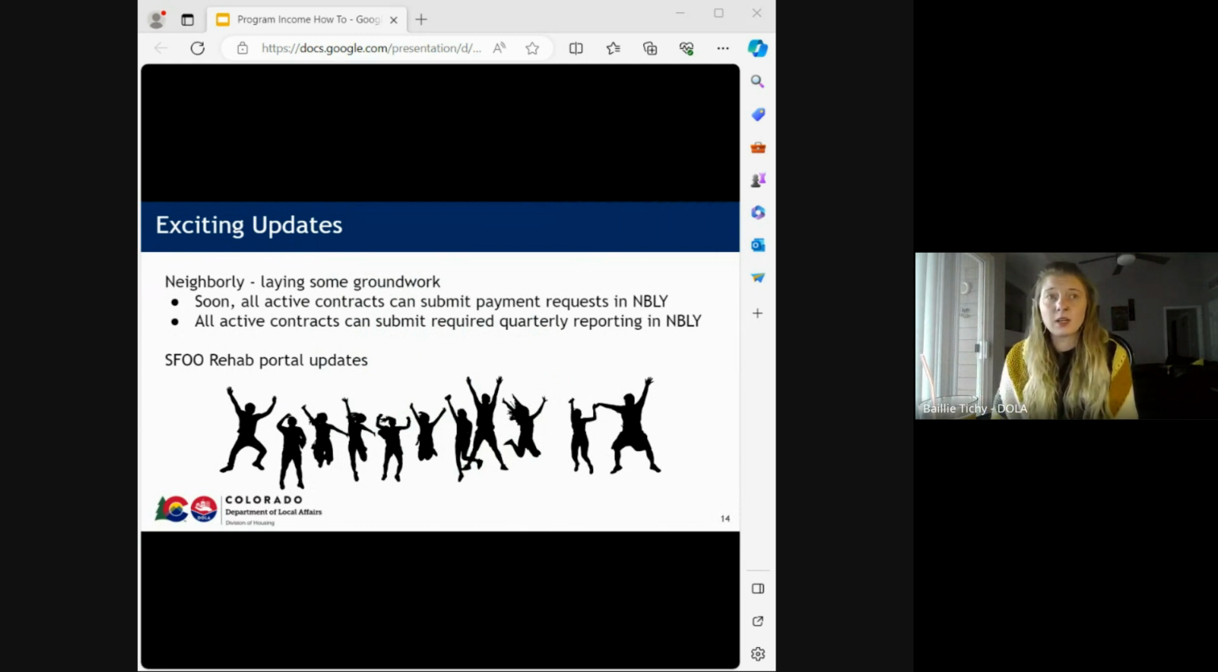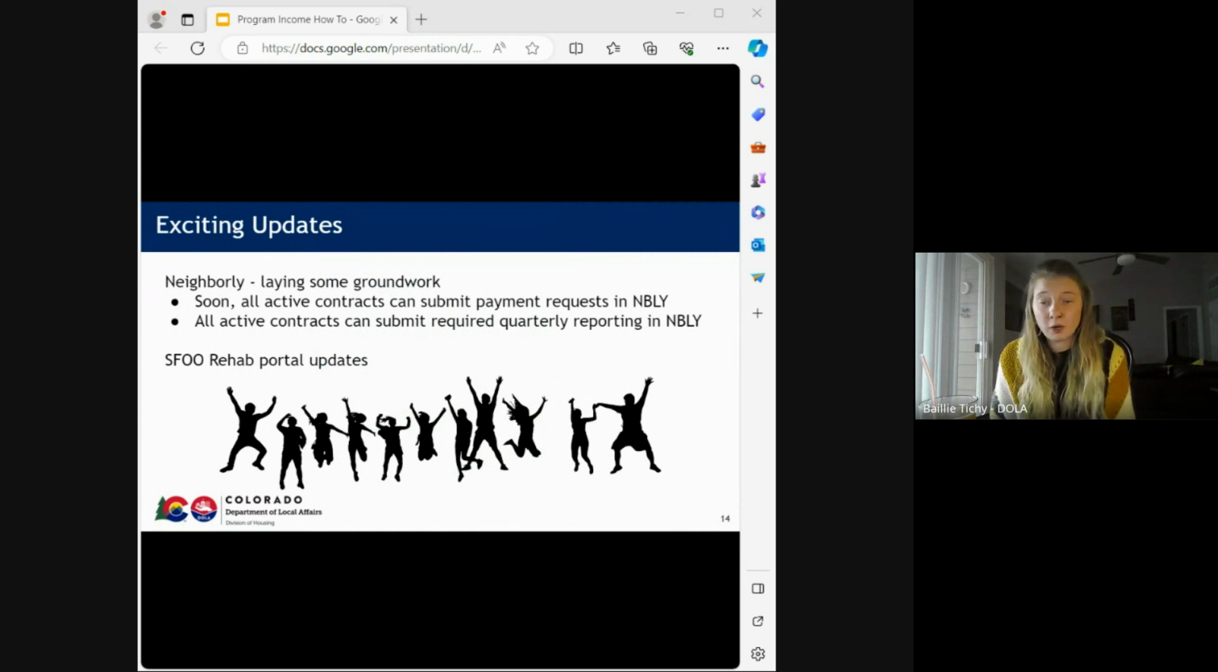And then we are going to try to figure out how the program income is going to be addressed. Currently the quarterly report, top half is that current contract, bottom half is that program income piece. We're going to probably be building in questions into Neighborly to grasp the program income pieces. And then also kind of looking to the future, both with the SFOO rehab portal and with that PI business need. We're shopping around to see what can meet that need.